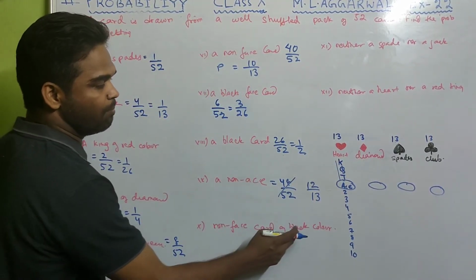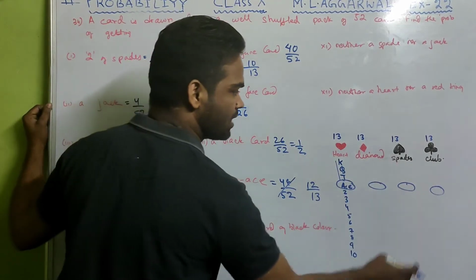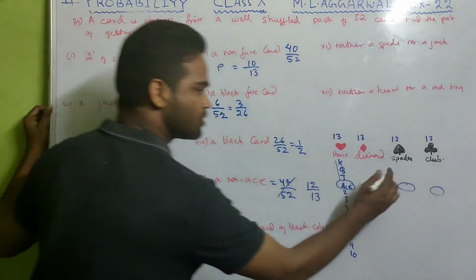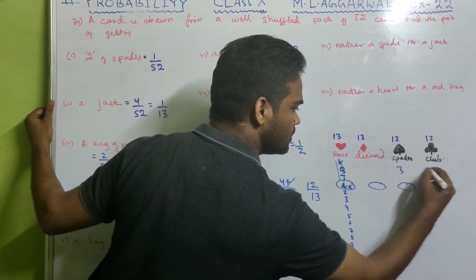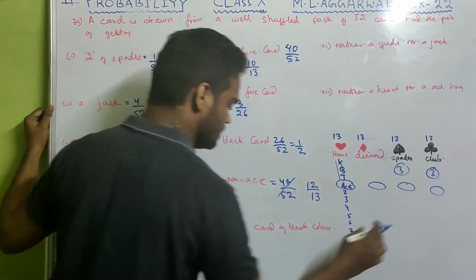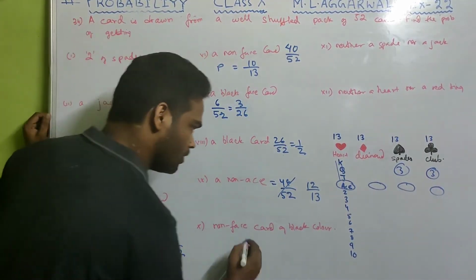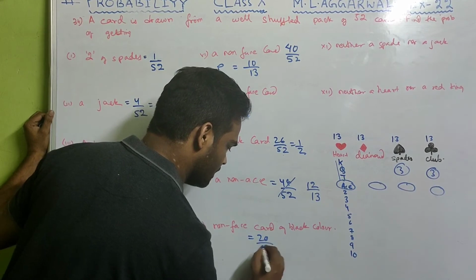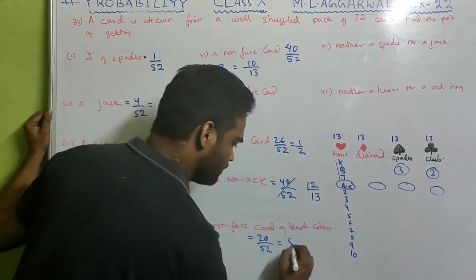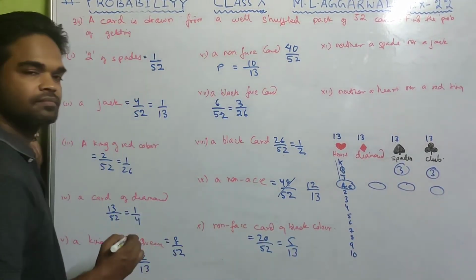Non-face card of black color. In black color, there are 6 face cards, 3 over here and 3 over here. So the rest, 20, are non-face cards of black color. So it will be 20 by 52, 5 times, 5 13 times.